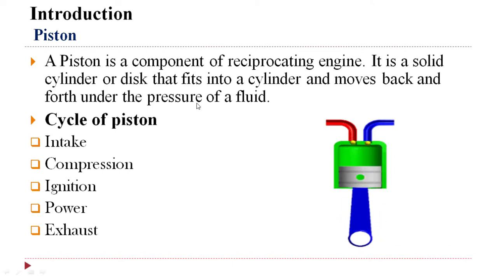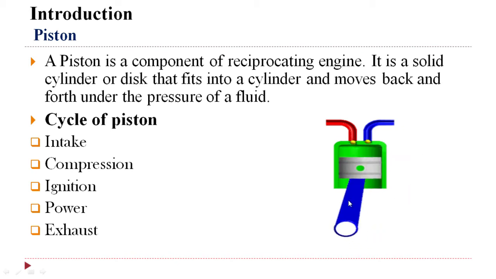A piston is a component of a reciprocating engine. It is a solid cylinder or disc that fits into a cylinder and moves back and forth under the pressure of fluid. As you can see in this piston and cylinder assembly, the moving element inside the cylinder is called the piston. We are using this piston and cylinder in many machines like the reciprocating compressor and IC engine.